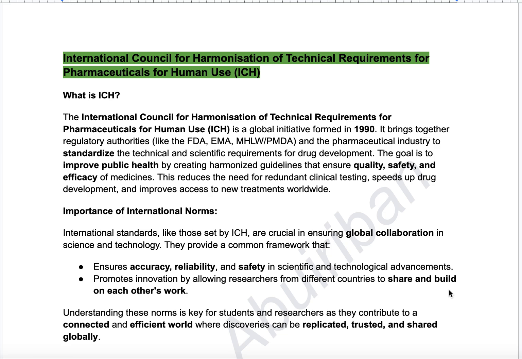The goal is to improve public health by creating harmonized guidelines that ensure quality, safety, and efficacy of medicines. This reduces the need for redundant clinical testing, speeds up drug development, and improves access to new treatments worldwide.